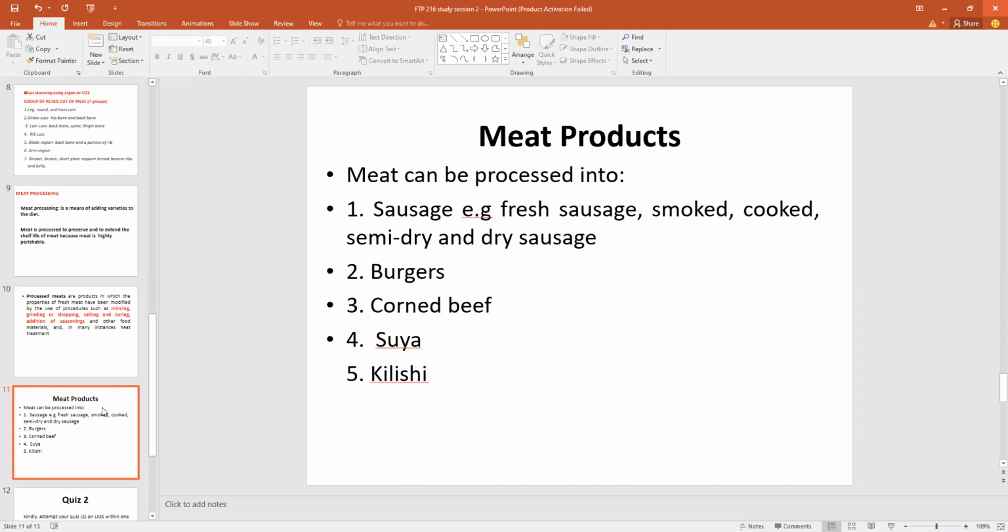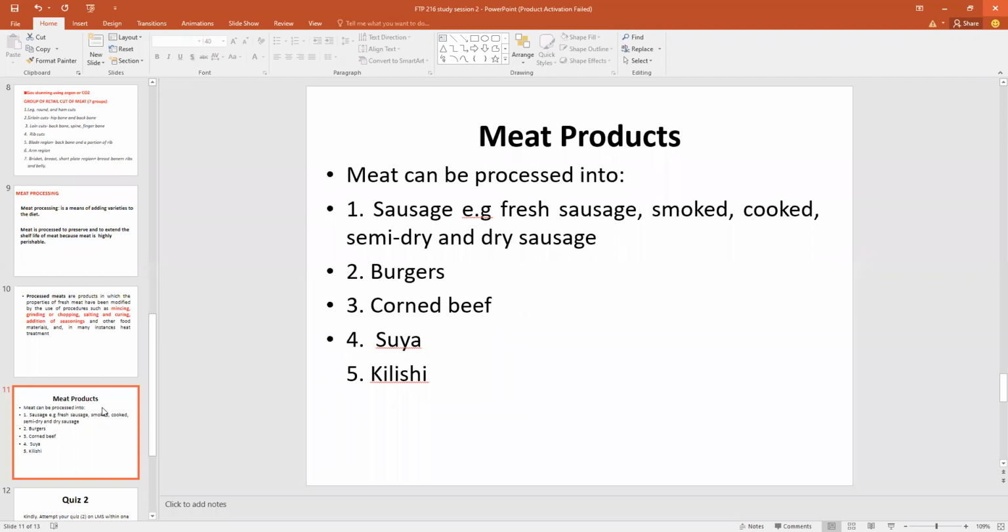And meat can be processed basically into various byproducts, meat products. Let's look at this. There's a kind of meat product that we call sausage. Sausage comes in different forms. We have fresh sausage, smoked sausage, cooked sausage, semi-dry sausage, and dry sausage. But altogether, they are all regarded as sausage. So meat can be processed into sausage. That's number one under the meat products. After you slaughter it, you remove the meat out, you wash. After washing, you dice it, or you mince it, you can convert it into sausage.